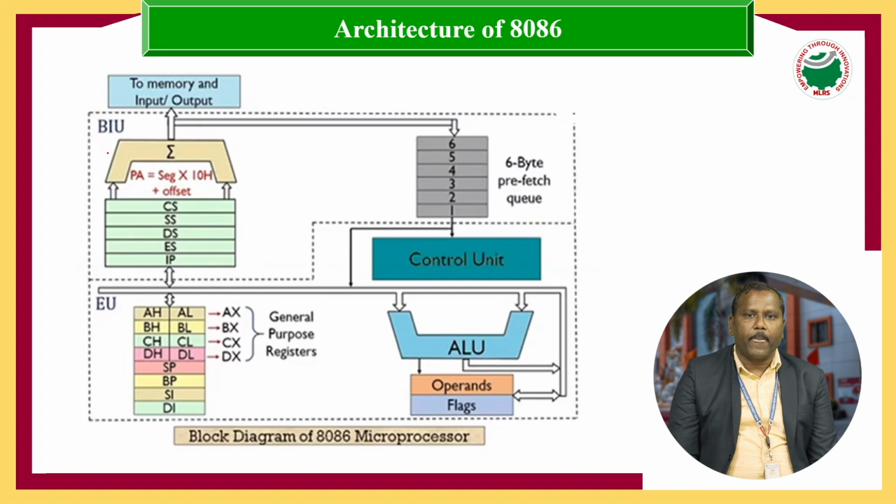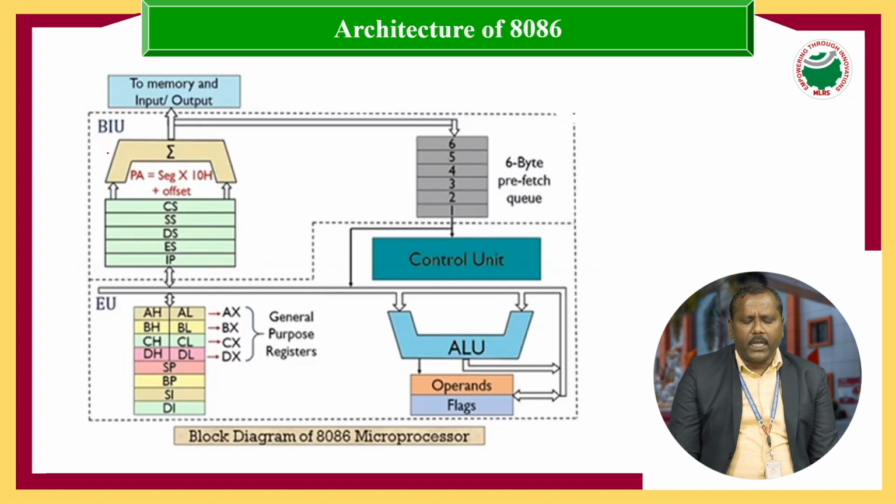By using this adder circuit, we can calculate the physical address to transmit the data or to receive the data from memory to IO devices or IO devices to memory. So we use the physical address. The physical address is equal to segment address times 10H plus offset address.